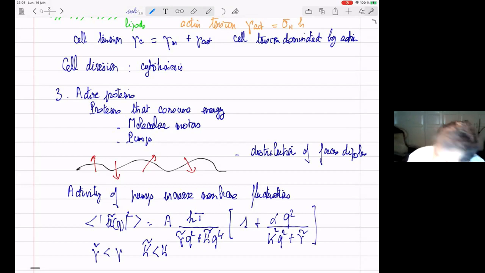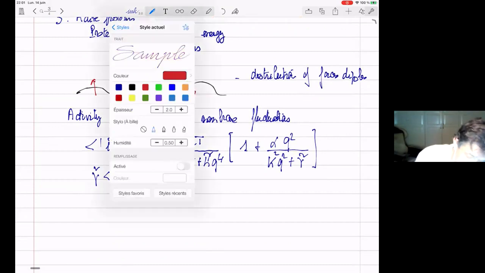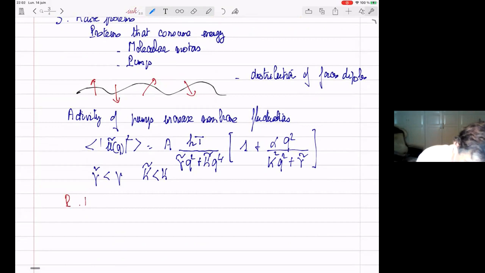So this is the prediction that you can make for an active membrane which is covered with pumps. These can be compared to experiments, and this was done in the group of Patricia Bassereau at Institut Curie. And with this type of formula, first of all, the membrane fluctuations are increased when you measure them. And second of all, this formula describes well the fluctuations that you measure. Now, a more naive and simple way to characterize fluctuations is to try to define an effective temperature.